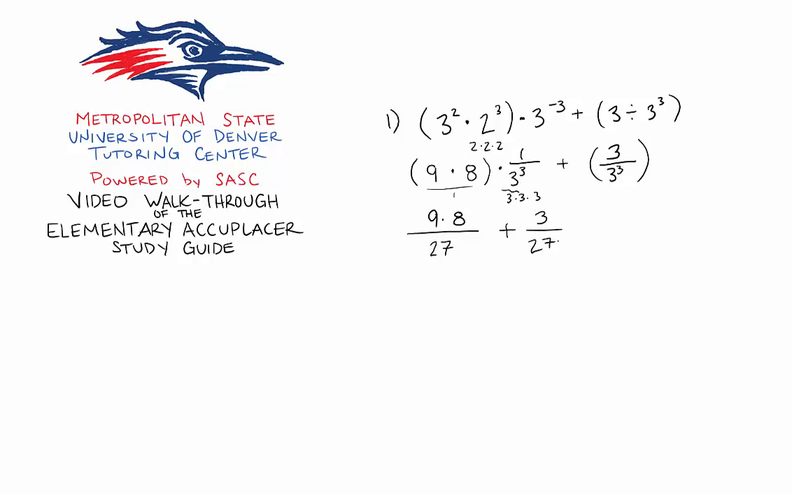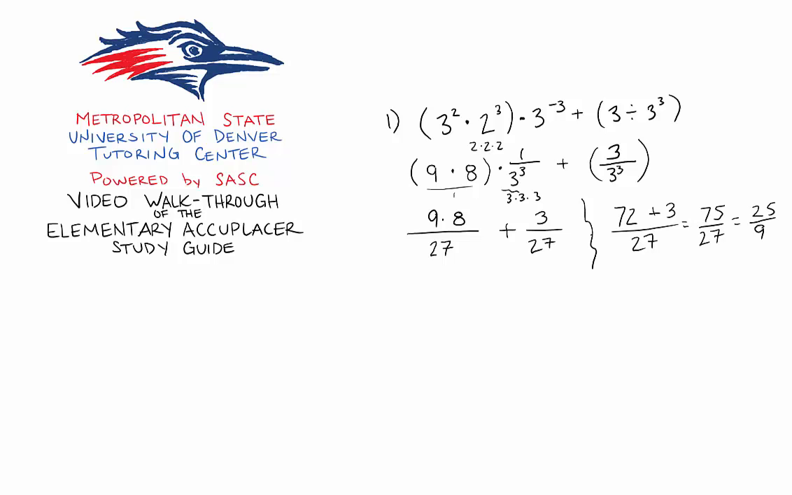And so there's a couple ways we can do this. We can multiply 9 times 8, and I'll do this over here, and now 9 times 8 is 72, and then it's over 27. We already have a common denominator, so I'm going to say 72 plus 3 over 27, which is equal to 75 over 27. And if I reduce and pull out a 3, then I get 25 over 9.